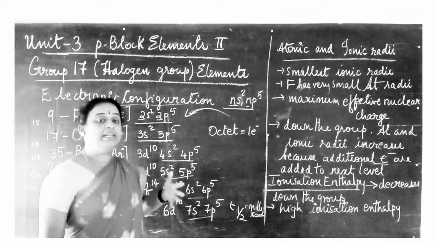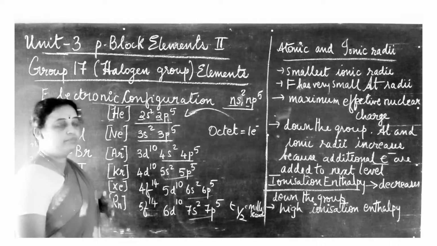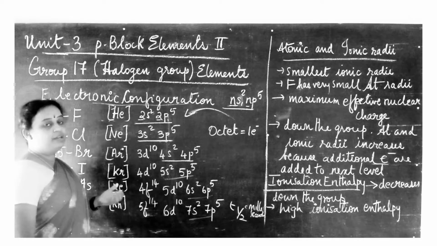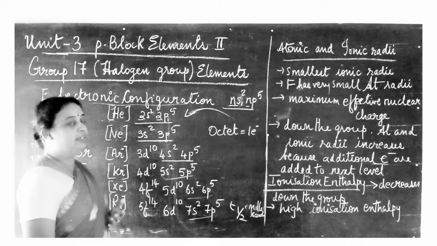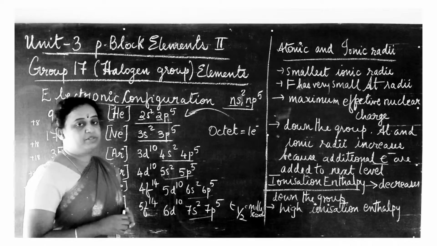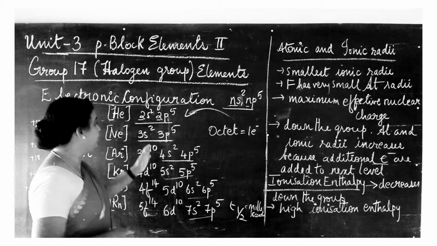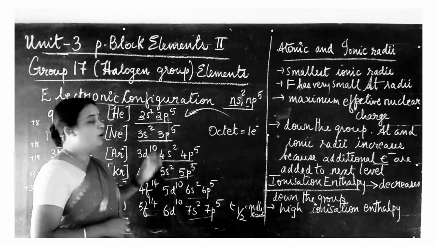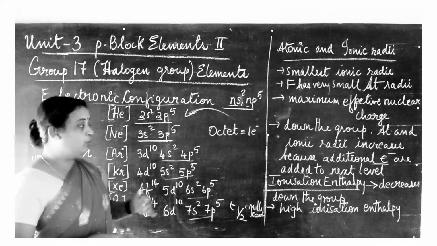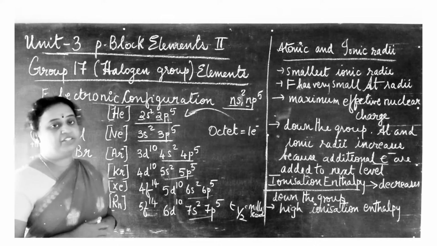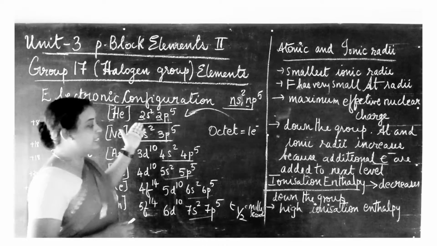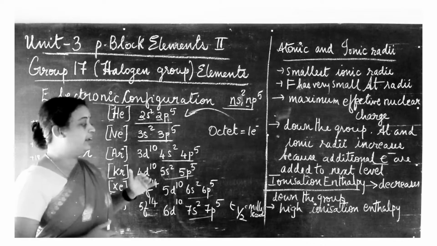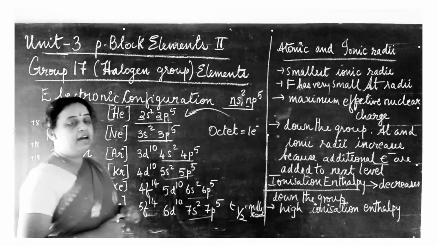So they are trying to attain stability. They are trying to get the octet configuration by getting one electron from other elements or atoms. So in this condition, they are not ready to lose their own electron from their outermost shell. Even if they lose it, they require a large amount of energy. So that's why the ionization enthalpy is very, very high for these halogens.